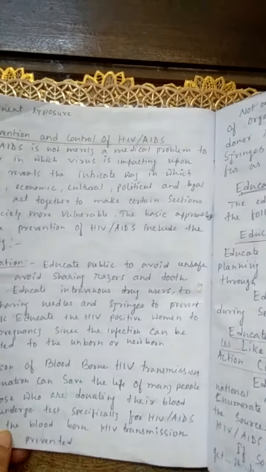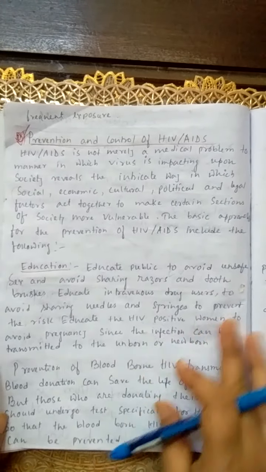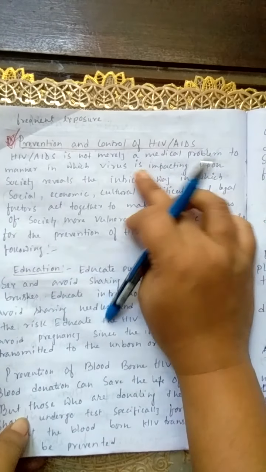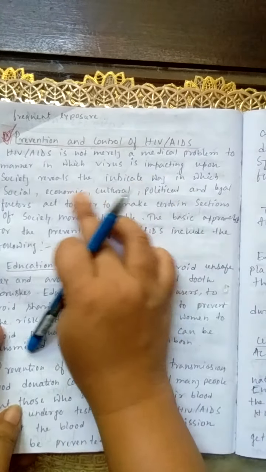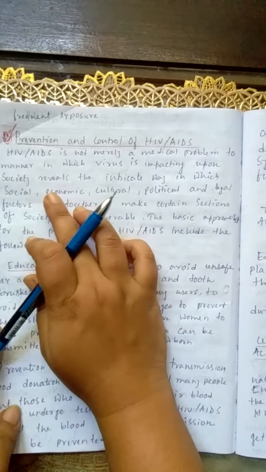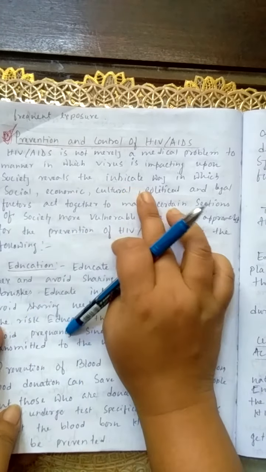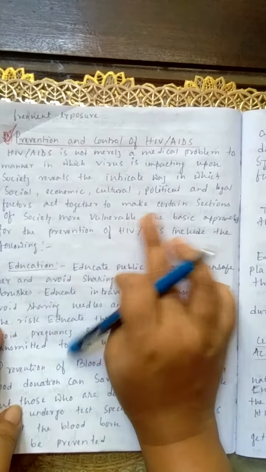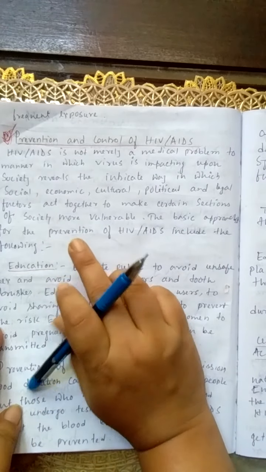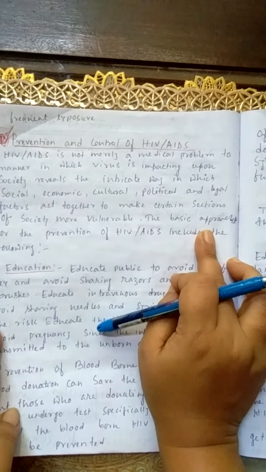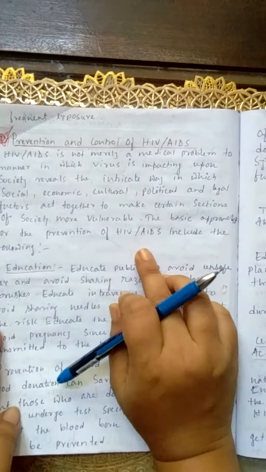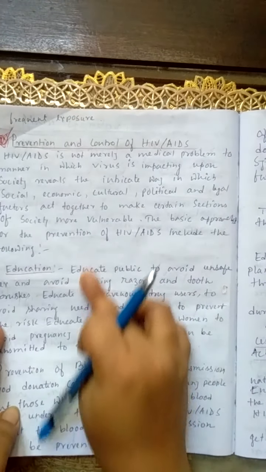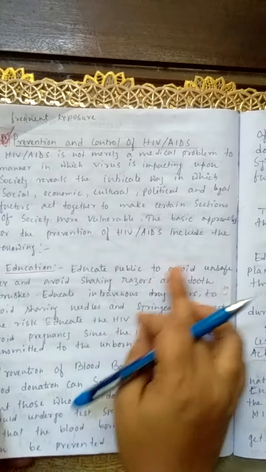Now prevention and control of HIV/AIDS. How do we prevent HIV or AIDS? HIV/AIDS is not merely a medical problem. The manner in which the virus is impacting society reveals the intricate way in which social, economic, cultural, political, and legal factors act together to make certain sections of society more vulnerable. The basic approaches for the prevention of HIV/AIDS include the following.